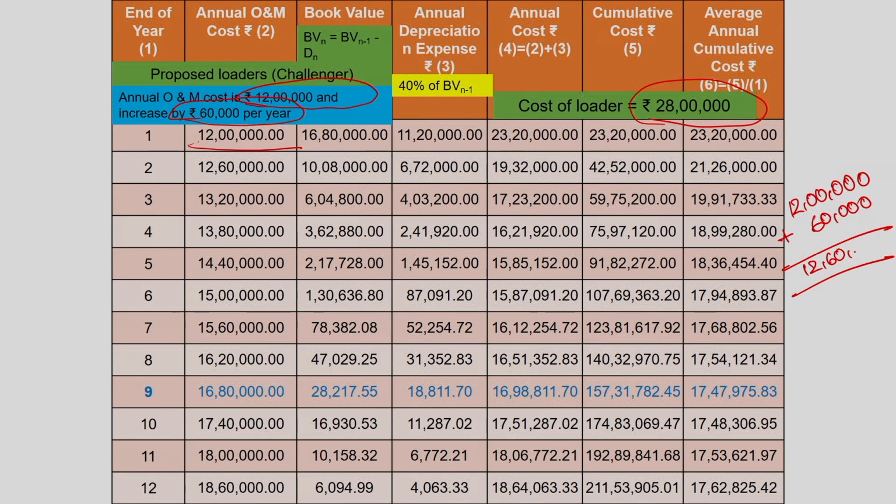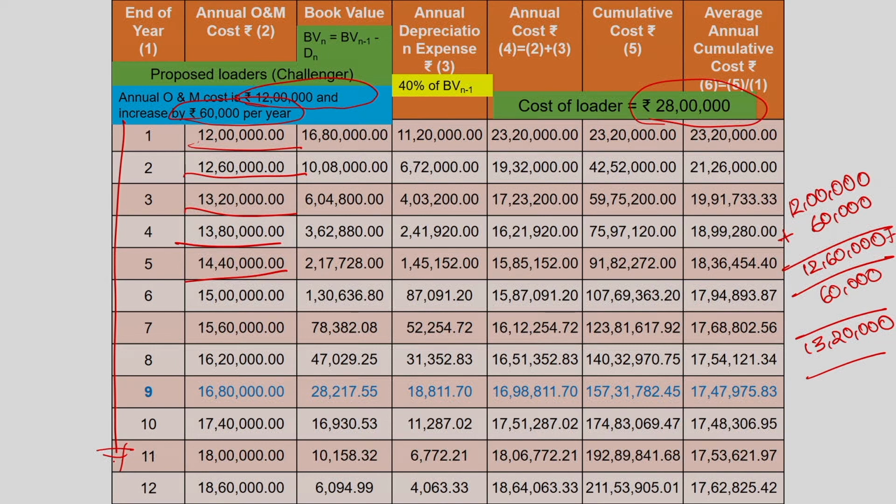So, it is 12 lakh 60,000 for the second year. So, again for the third year add 60,000, you will get 13 lakh 20,000. So, you keep adding 60,000 every year. Okay, you can see the operating cost is increasing with the duration.